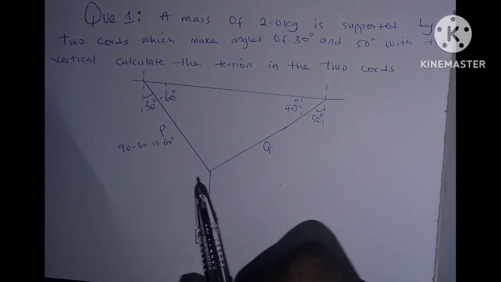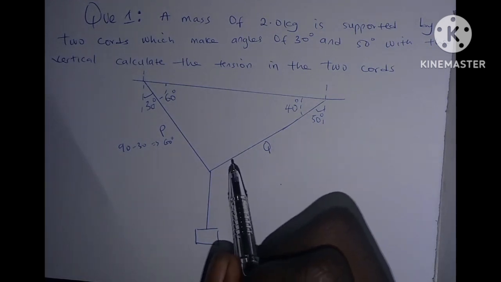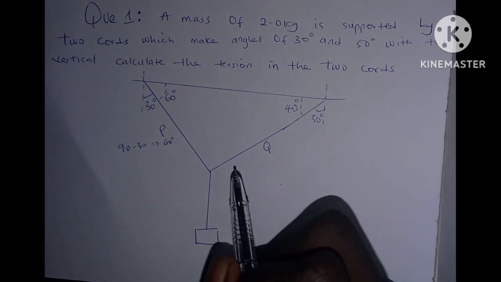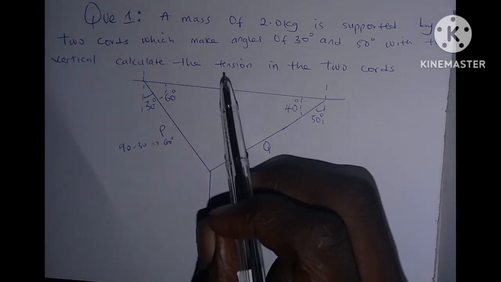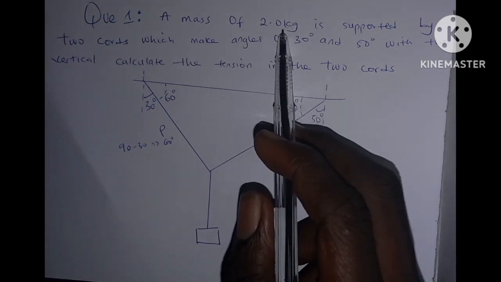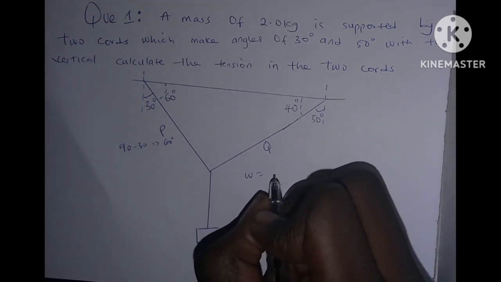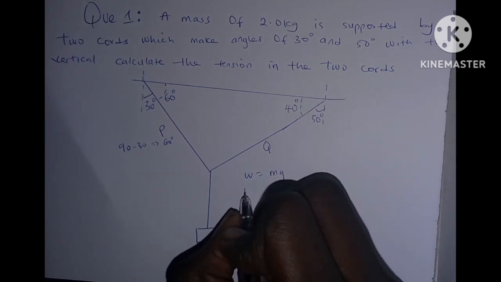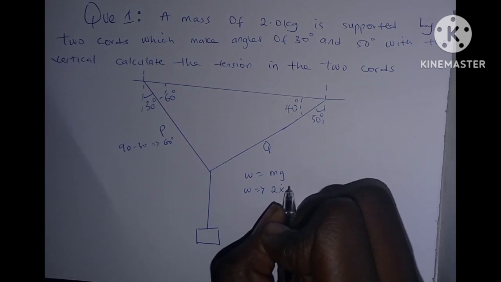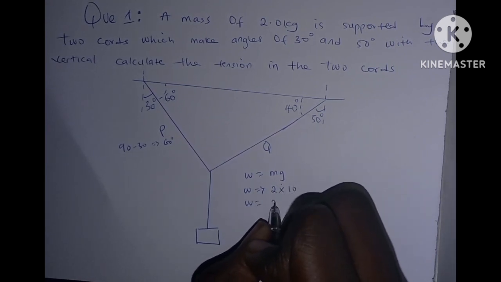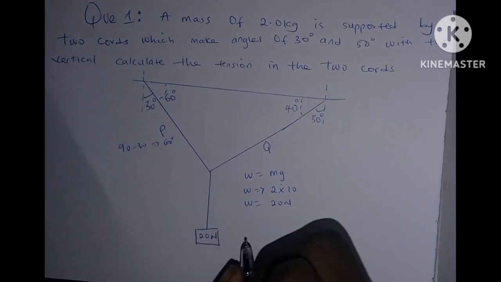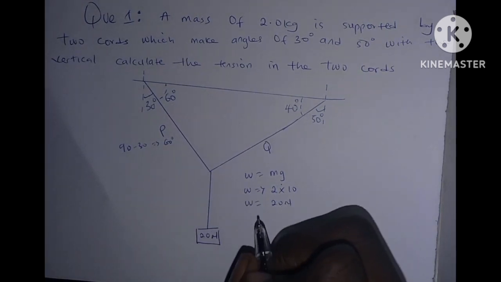We calculate. But before calculating, we have to know our weight that is acting downward in the system, that is balancing the equilibrium. Now, a mass of 2 kg is supported by two cords. So the mass is 2 kg. So the weight of the mass, by formula, is mg. So the weight will be 2 times the gravity, which is 10. So therefore the weight will be 20 Newton. Now we are set to calculate.